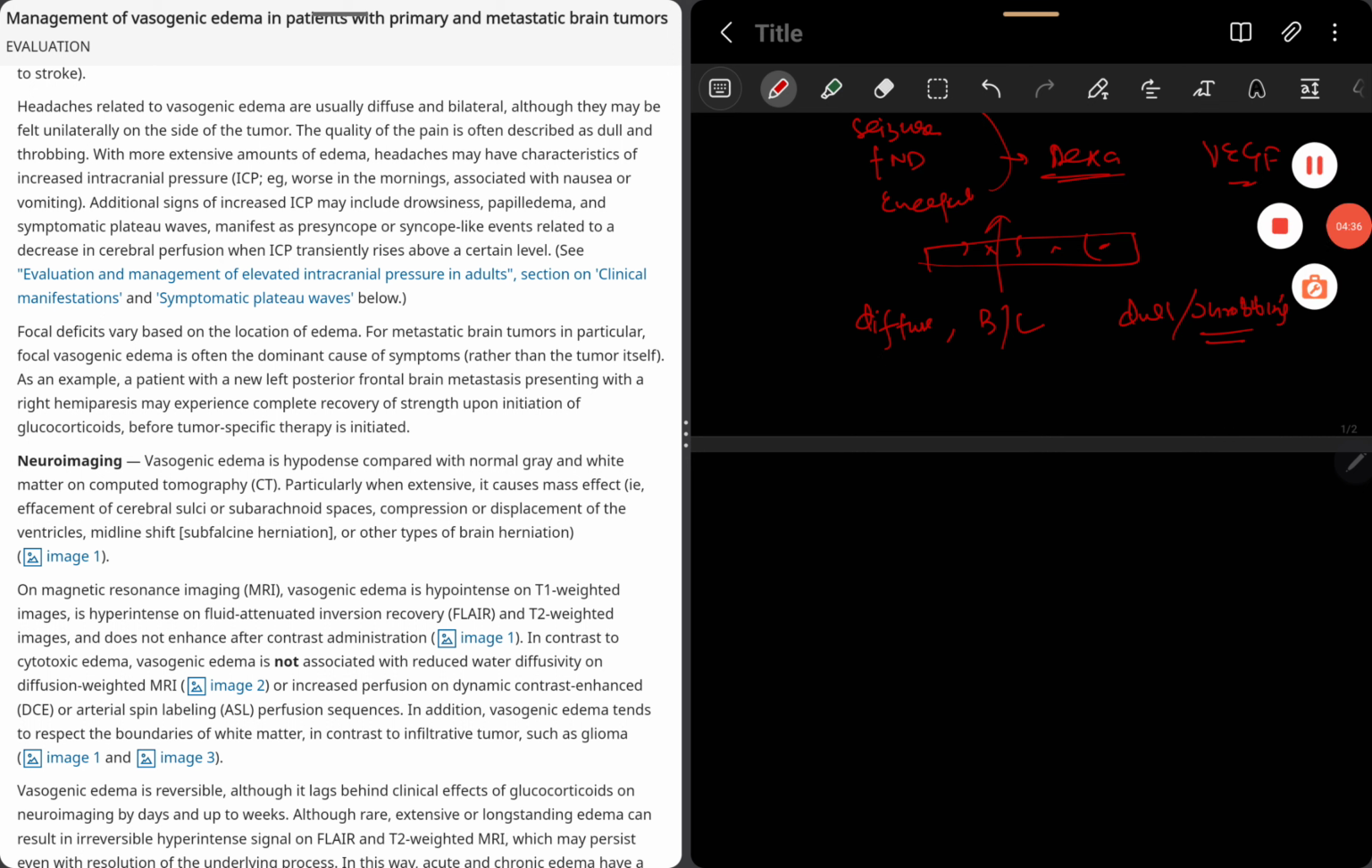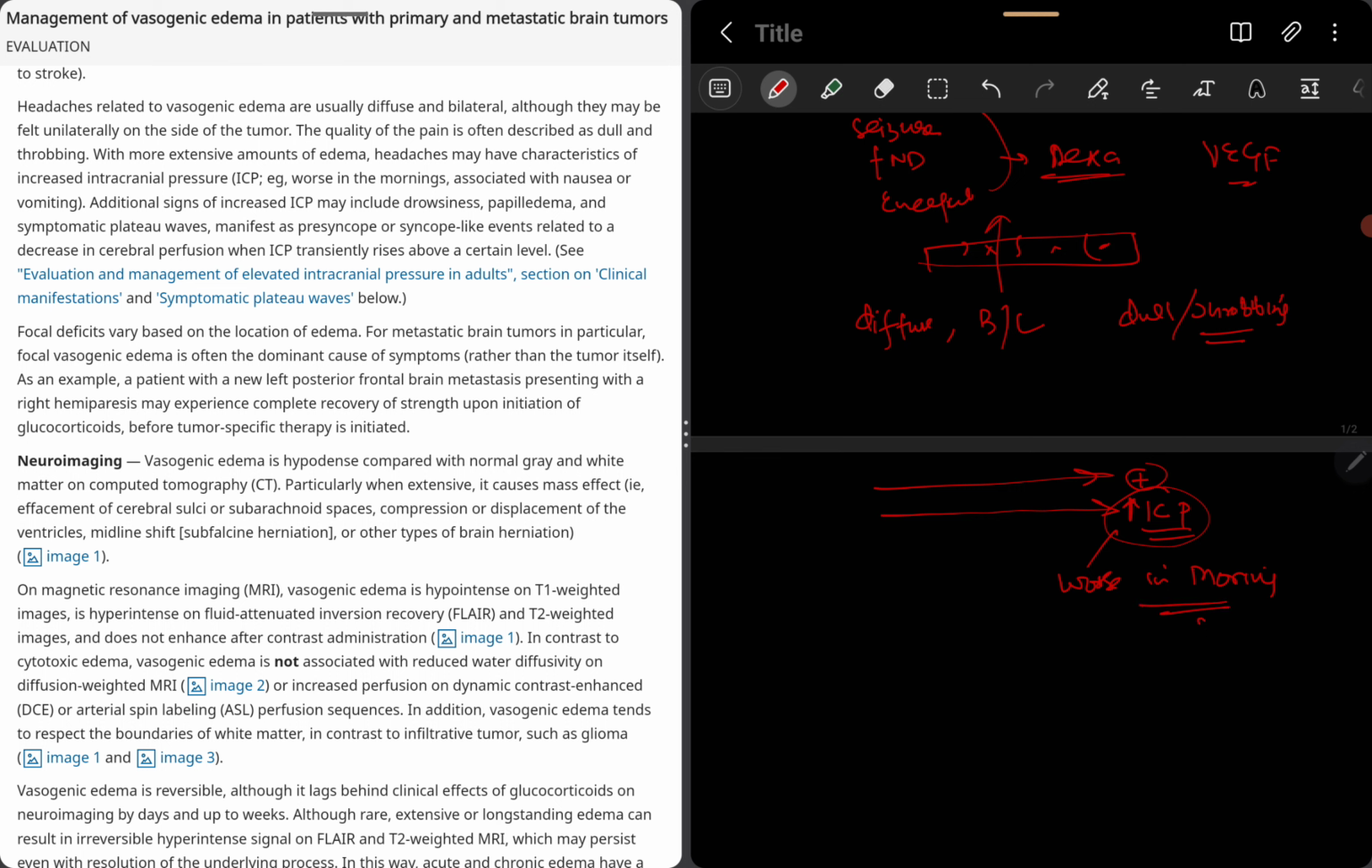So what happens sometimes depends upon the amount of the vasogenic edema. For example, if amount of vasogenic edema increases, then the headache type becomes that of increased ICP type. What is the type of headache that we see? What is the characteristic feature of the type of headache that we see in increased intracranial pressure? We see that it becomes worse in morning, and it can be associated with nausea and vomiting.